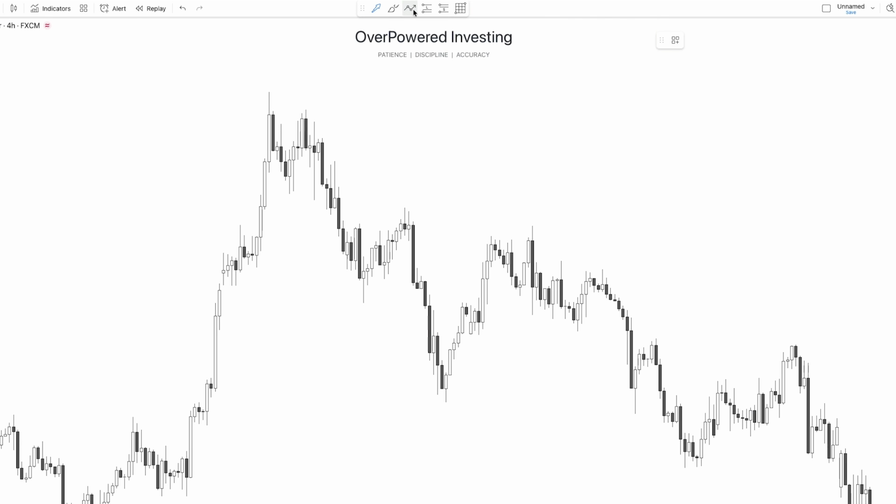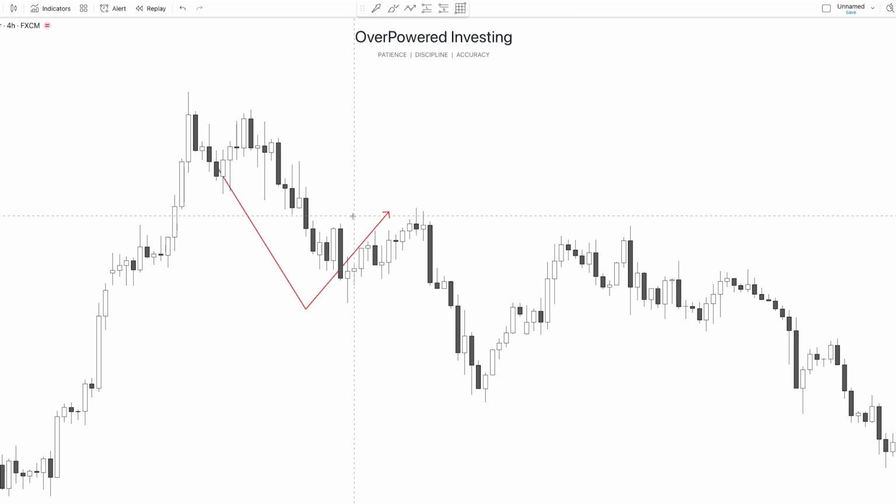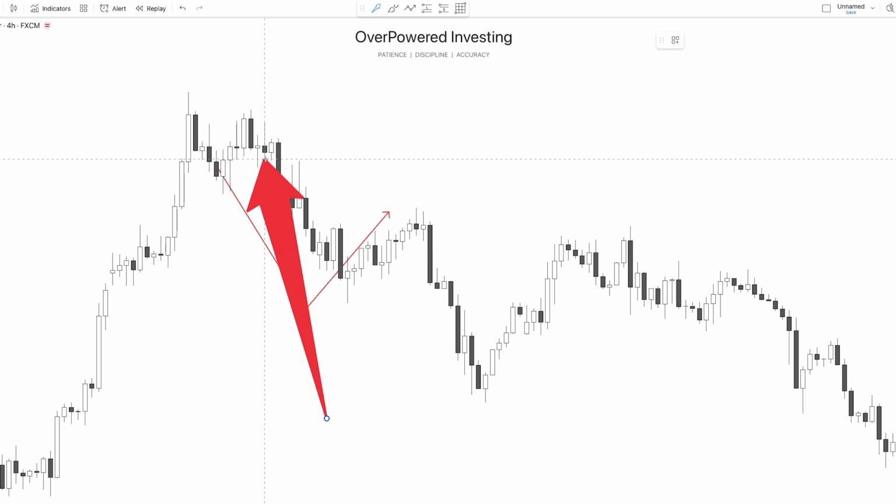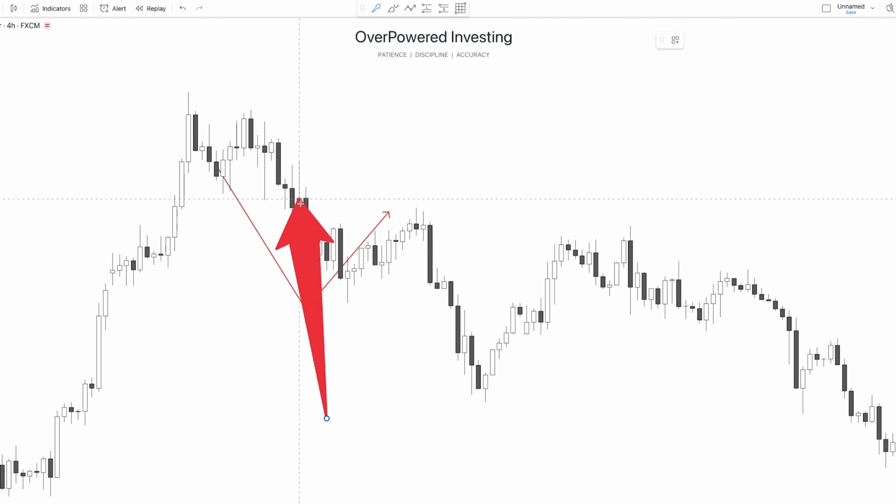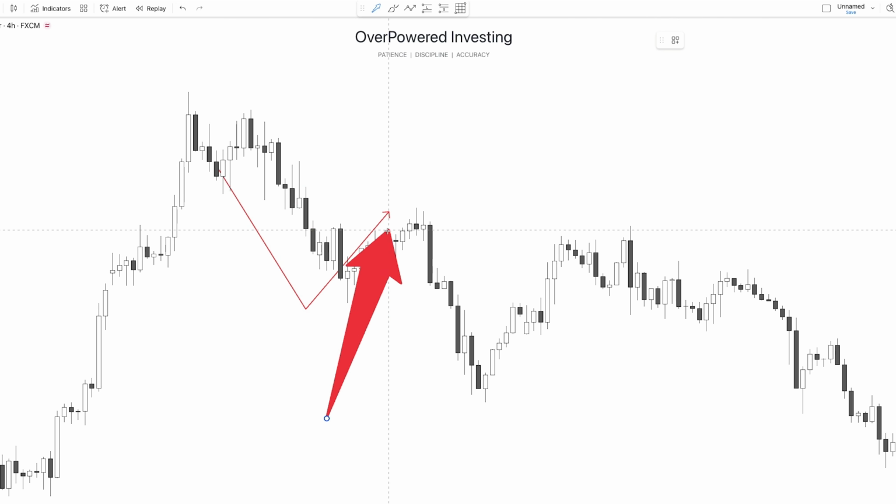Let's say this is going to be our first impulse to the downside, and this is going to be our pullback to the upside. Why? Because as you can see over here, we do have 1 candle, 2, 3 consecutive bullish candles in a bearish impulse to the downside.